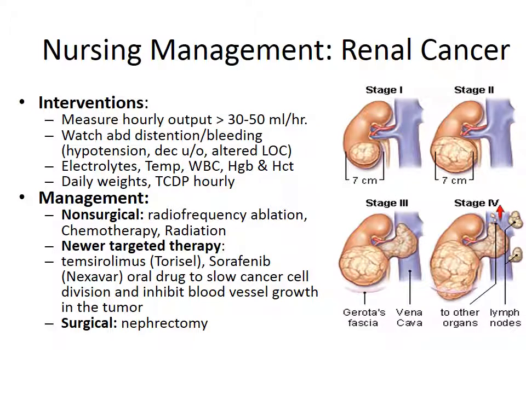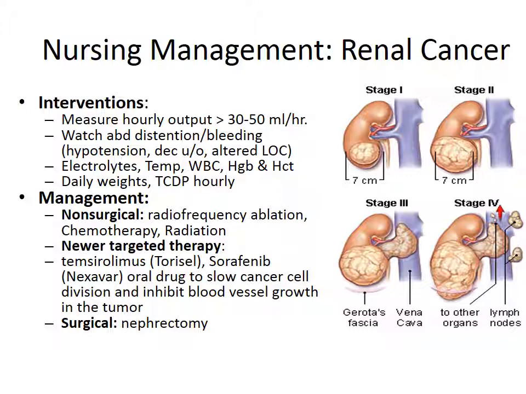Nursing management of the patient with renal cancer includes measuring hourly output to maintain an output of greater than 30 to 50 mL an hour, watching for abdominal distension and bleeding, watching for hypotension, decreased urine output, altered level of consciousness, monitoring electrolytes, temperature, white count, hemoglobin, and hematocrit, and weighing the patient daily and turning, coughing, and deep breathing hourly.